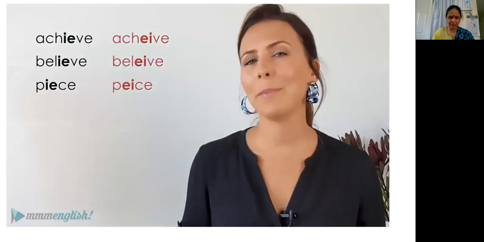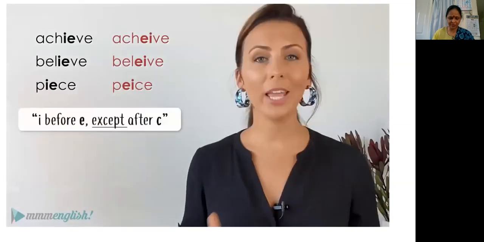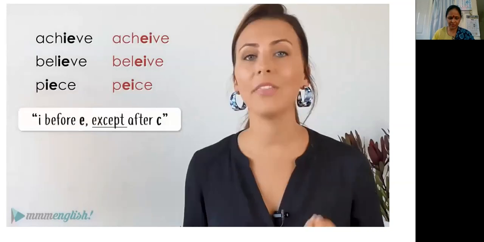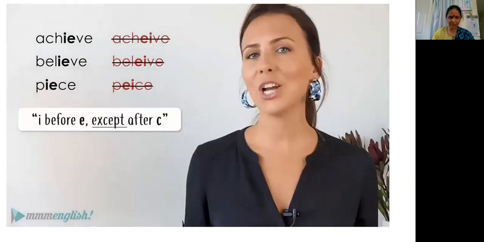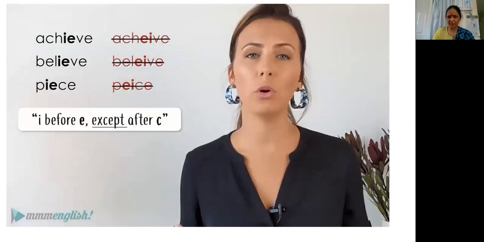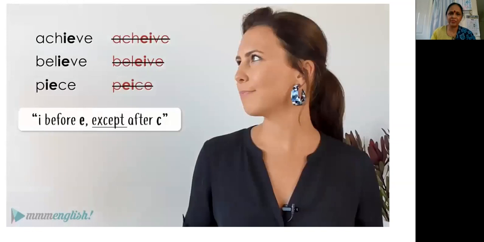I before E, except after C, which is a really handy way of remembering the spelling of these words. The letter combination IE is more common than EI. It just appears more. In fact, EI is quite rare, really. But there are some very common everyday words that use EI.